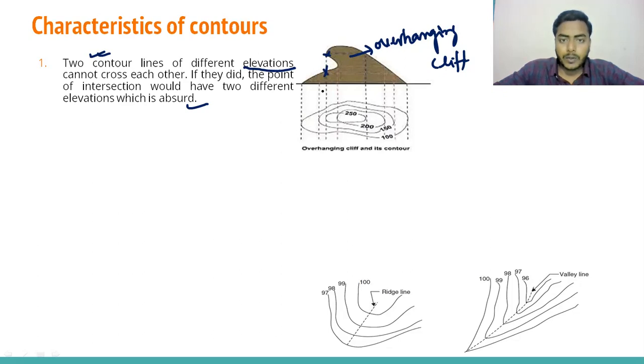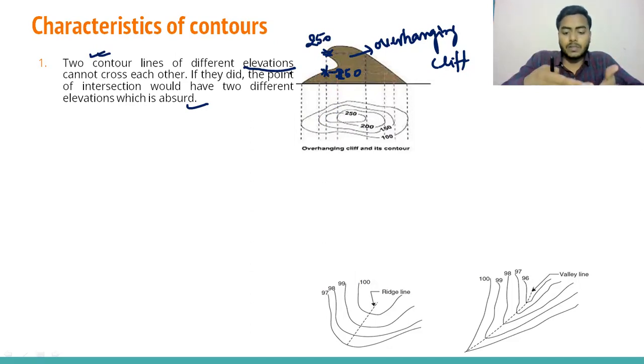You can see in the figure also, at this point the elevation is 250. Now come to this point. At this point a different line is coming, that is, the elevation is 150. Sorry, this is 150 and this is 250. So at a single point we have to show two elevations, which means two contour lines will cross.